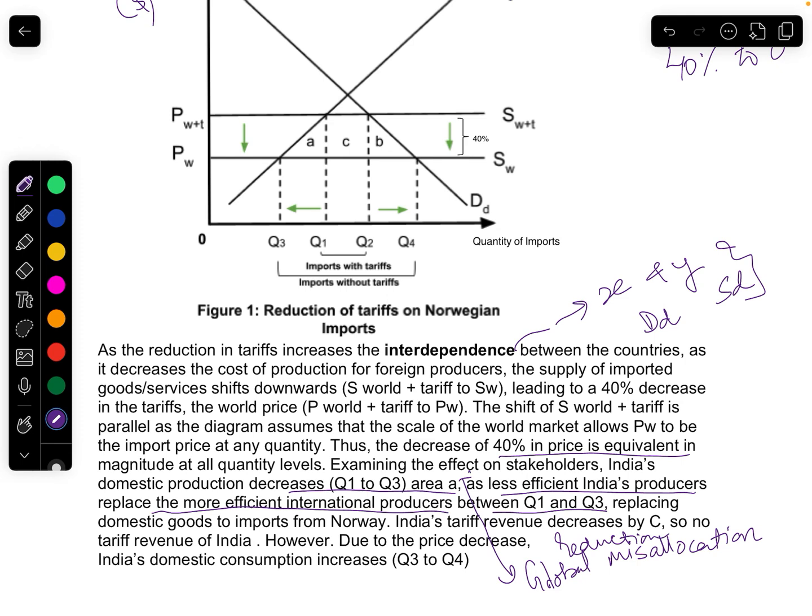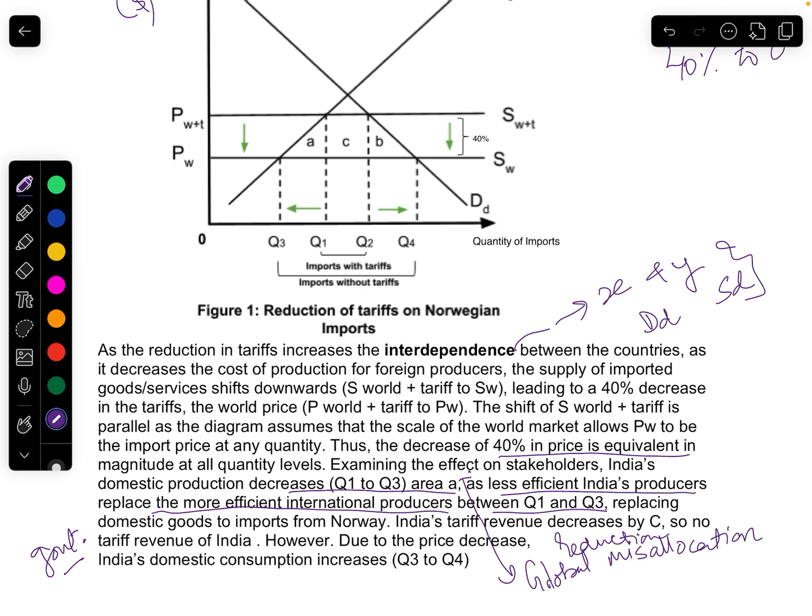Replacing the goods imported from Norway. India's tariff revenue decreased by C, so no tariff revenue for India. So it is correct. Yes, the government revenue. The basic term which the child missed is government revenue. So it is important to cover the word government as well, because the tariffs are part of the government's revenue. Decreased by C, so no tariff revenue for India.